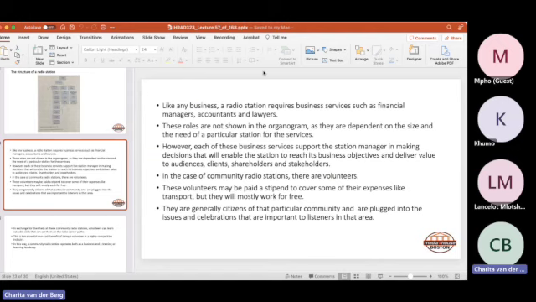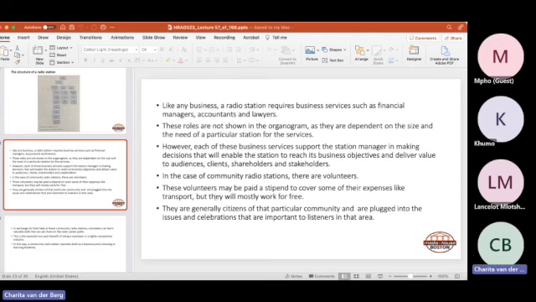Like any business, a radio station requires business services like financial managers, accountants, and lawyers. Even though we don't show it, it's still important, and it depends on the size of the radio station and the need at a particular radio station. Each of the business services supports the station manager in making decisions that will enable the station to reach its overall business objectives and to deliver value to my audience, my client, my shareholder, and my stakeholders, everyone who has a stake in the company.